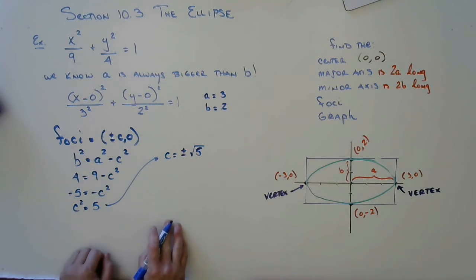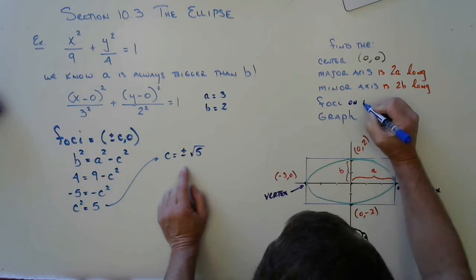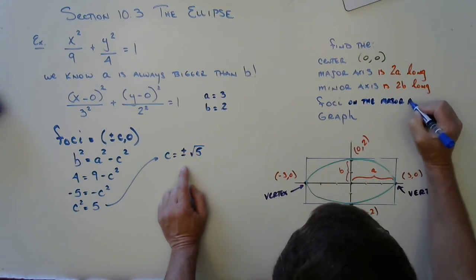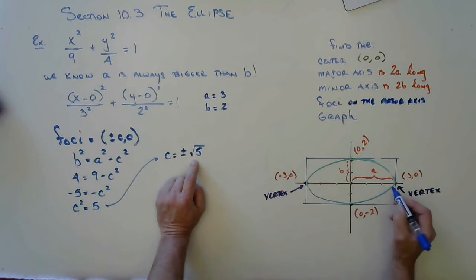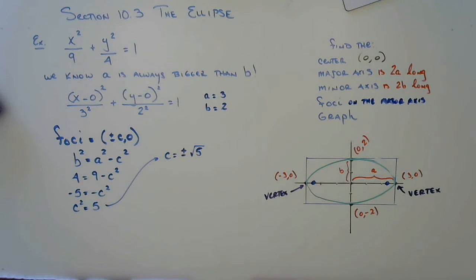So if they ask us where are the foci, foci are always on the major axis. And they're inside the ellipse. See, square root of 5, that's smaller than 3. The square root of 5 is right here, and the square root of 5 is right here. The square root of 5 is a little bit bigger than 2. So we know we've made a mistake in our problem if we work out our foci and they land outside the ellipse. That's bad. We don't want that to happen.